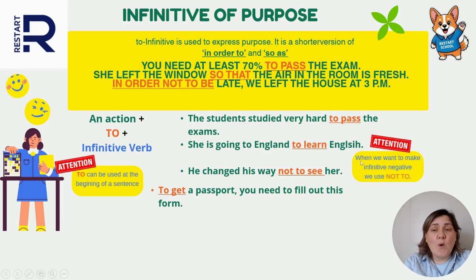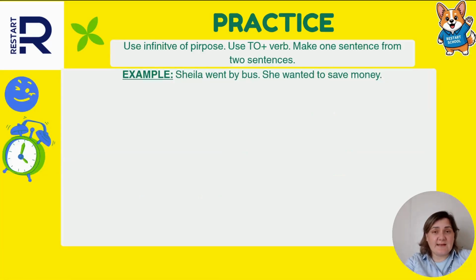Attention, please. When we want to make infinitive negative, we use not to. For example, here, in order not to be late, we left the house at 3 p.m. Or he changed his way not to see her. So let's go to the next slide for practice.